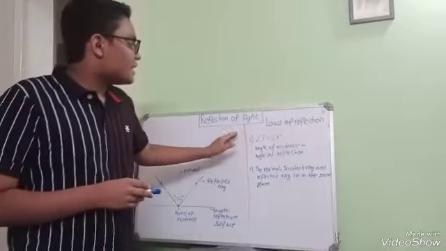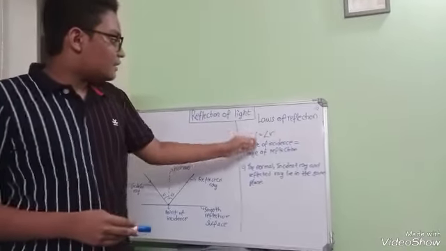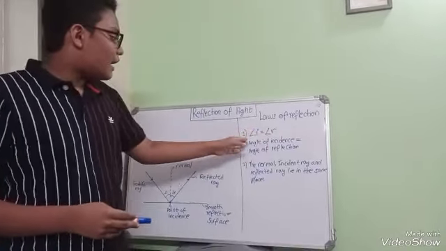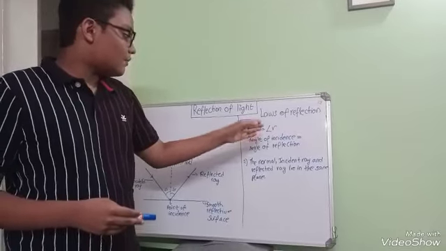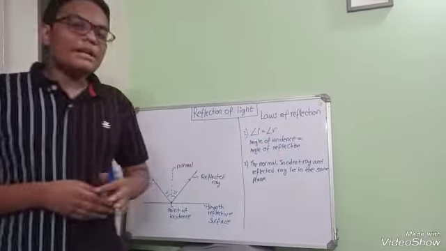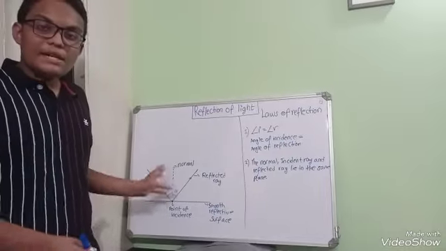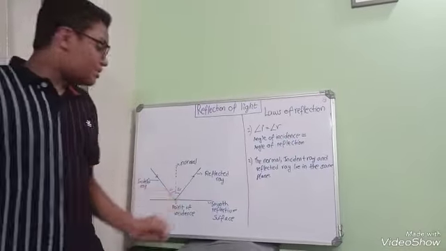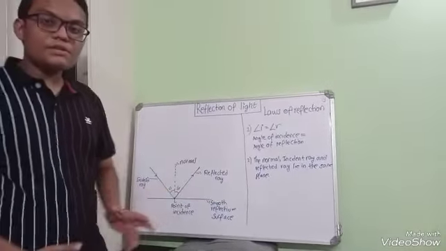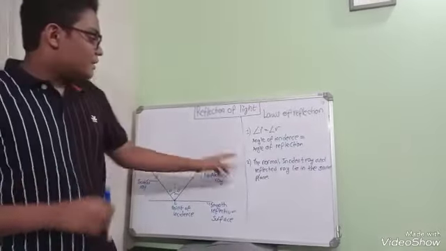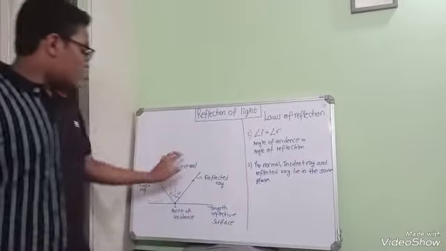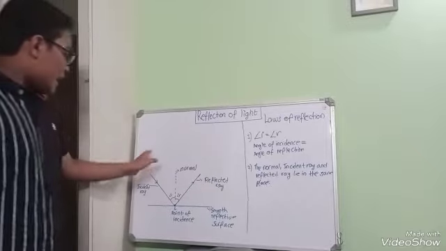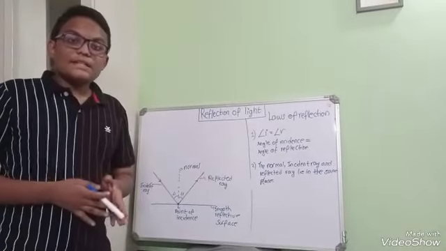So the first law states that the angle i is equal to angle r. That is, the angle of incidence is equal to the angle of reflection. For example, if the angle of incidence is 30 degrees, it is 100% sure that the angle of reflection will also be 30 degrees. The second law states that the normal, the reflected ray and the incident ray lie in the same plane.